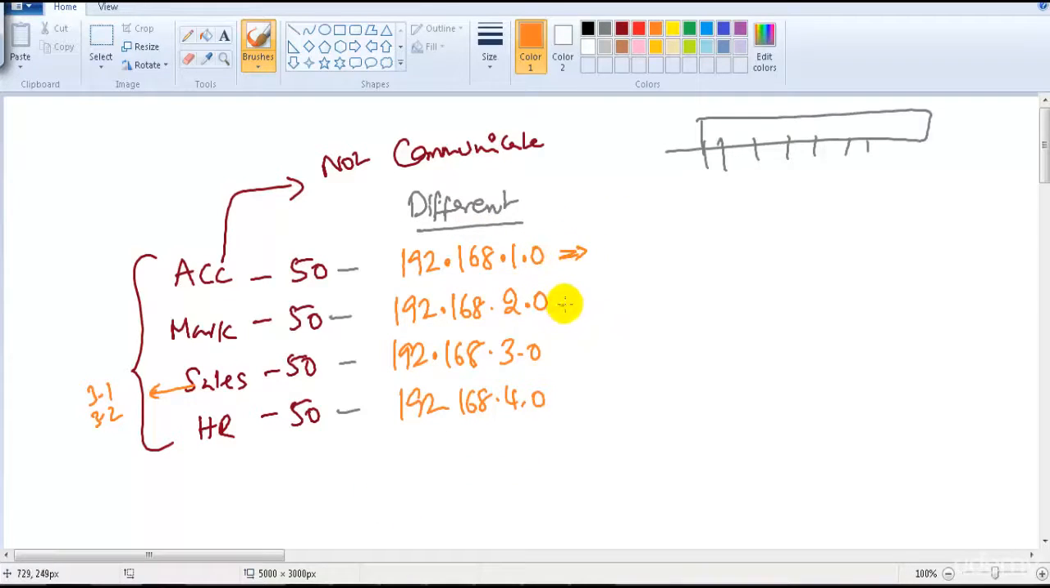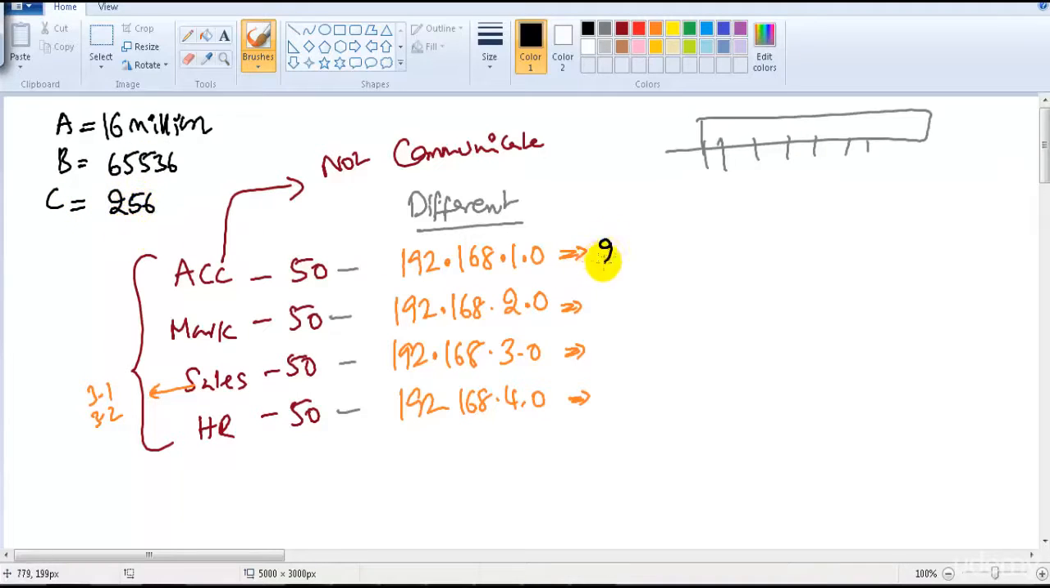But the problem is there is a lot of wastage of IP addresses. Let's take an example. As we learned in basic IP addressing, in the A class there are around 16 million addresses in one network. In the B class, we have 65,536 addresses, and in the C class, in one network I can get around 256 addresses. So I'm using the smallest possible default network size, which is a C class.